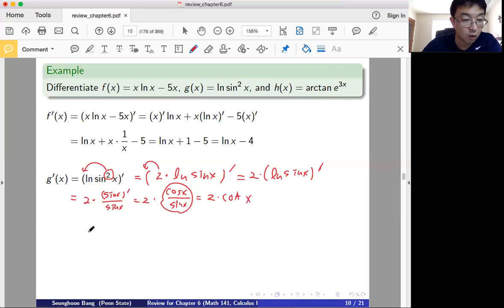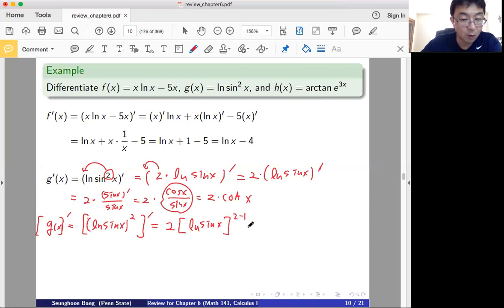This is the idea. So one more. Another function, g of x, is ln of sine of x, whole squared. So in this case, how can you find the derivative? This is totally different. One thing is, don't take out the 2. You can keep it. You can use the power rule: 2 times ln of sine of x to the power 2 minus 1, power rule times inner function prime. Inner function is ln of sine of x prime.